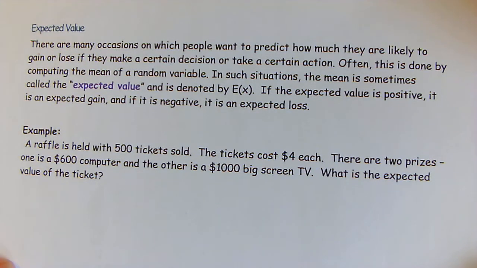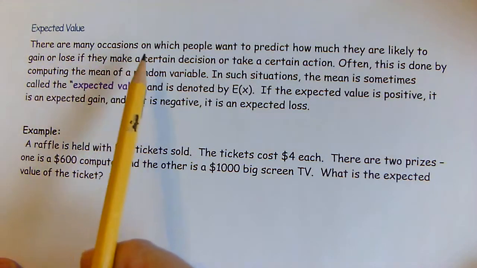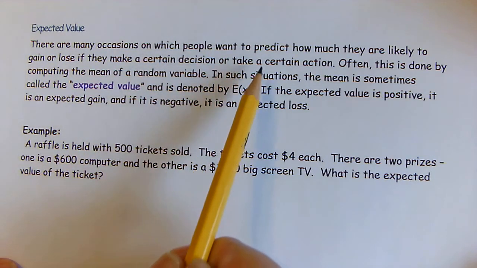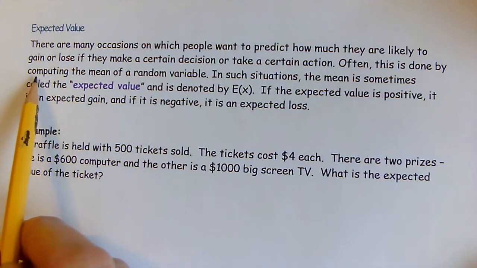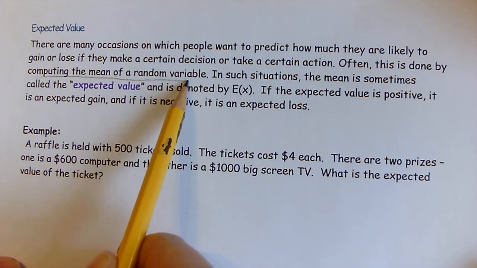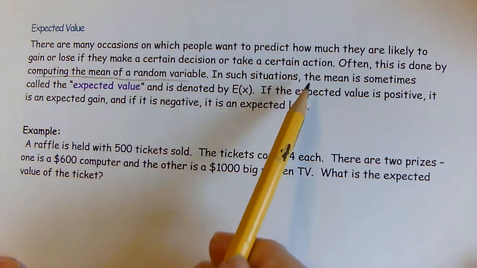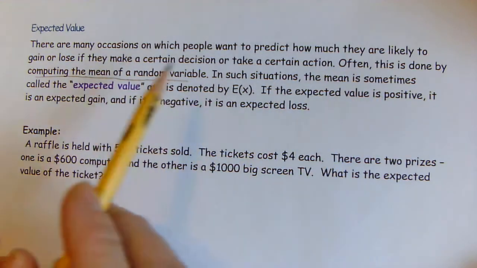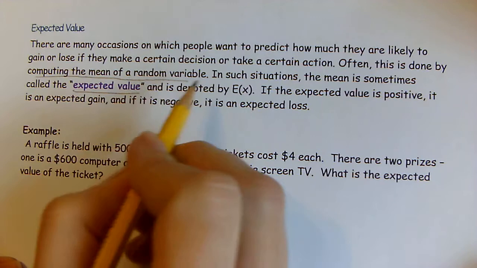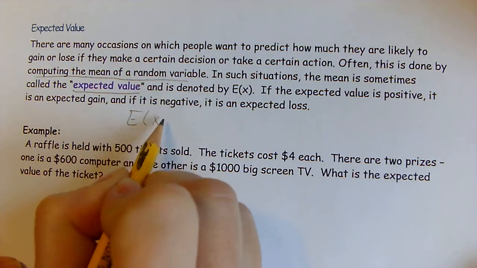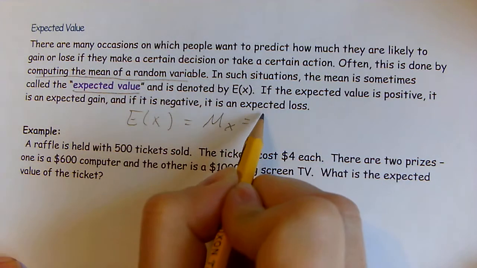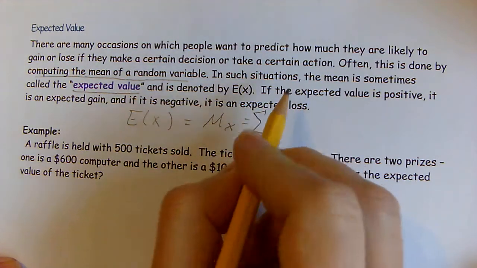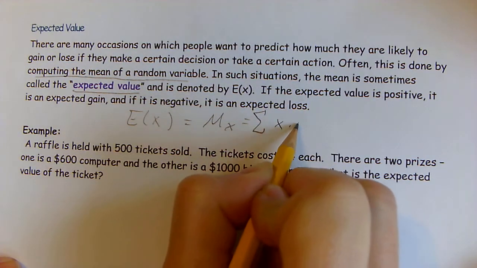So expected value: on many occasions people would like to predict how likely they are to gain or lose when they make certain decisions or take a certain action. This is done by computing the mean of a random variable. In such situations, the mean is called the expected value. So it is the same thing as the mean. It's done the same way. It's just called something different.